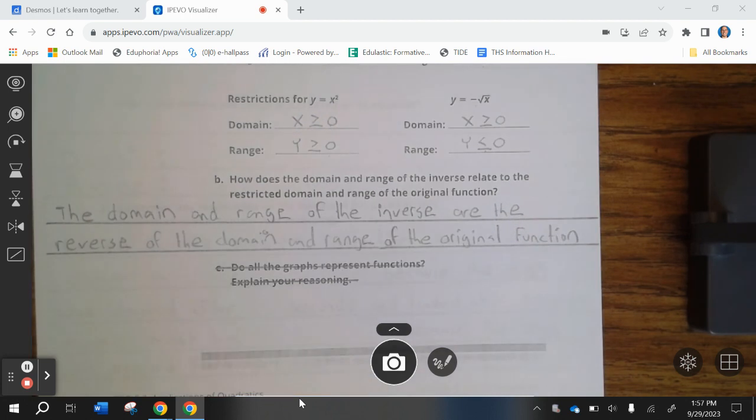How does the domain and range of the inverse relate to the restricted domain and range of the function? The domain and range of the inverse are the reverse of the domain and range of the original function. All right, let's take a look at the next page.